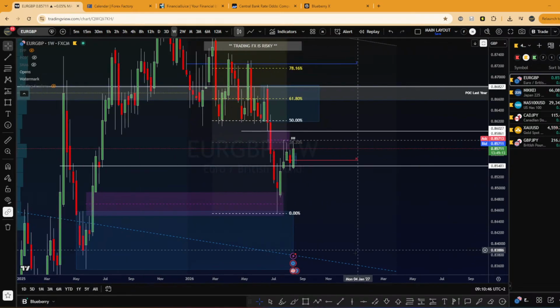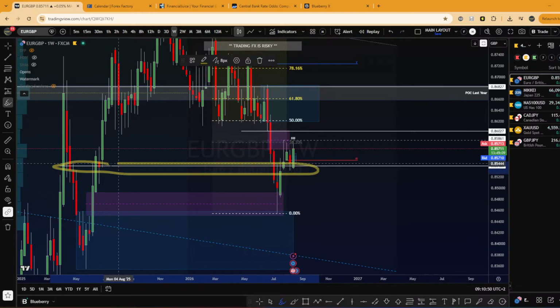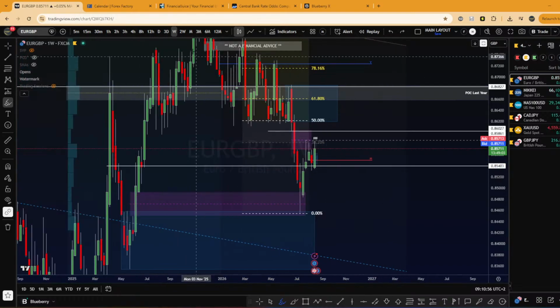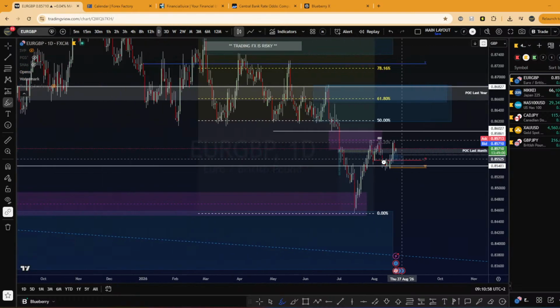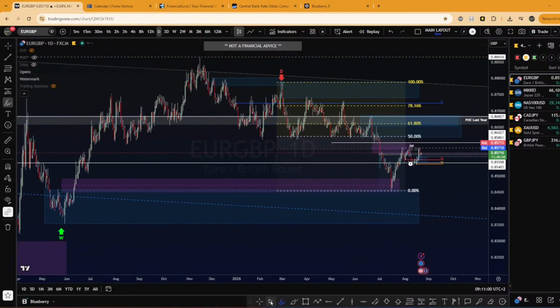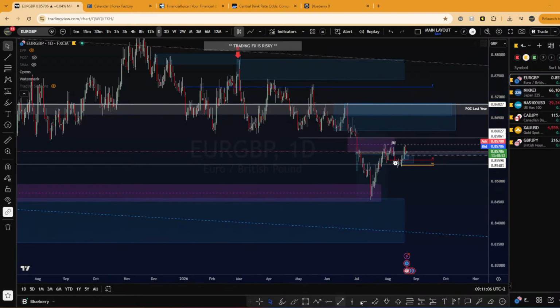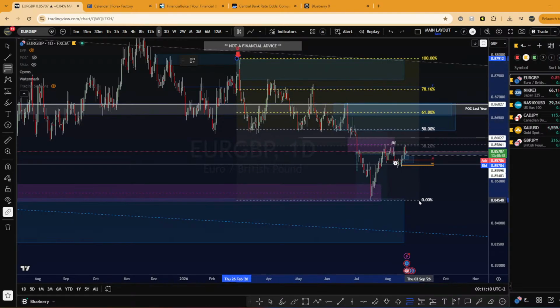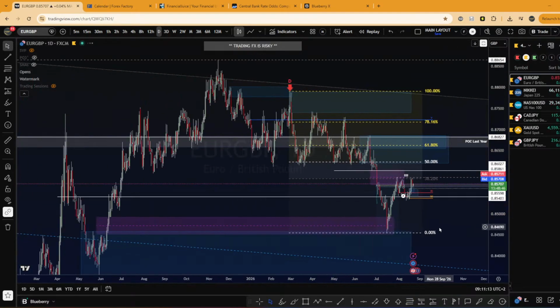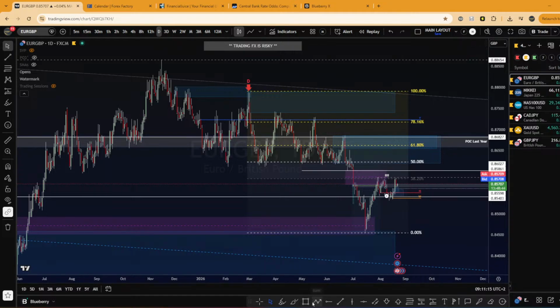Why? Because I found that we are sitting on an interesting level of support. So I expect some rebounds off of this support. To be clear, I just want to see a retracement of this last leg, last daily leg, because this is my structure.